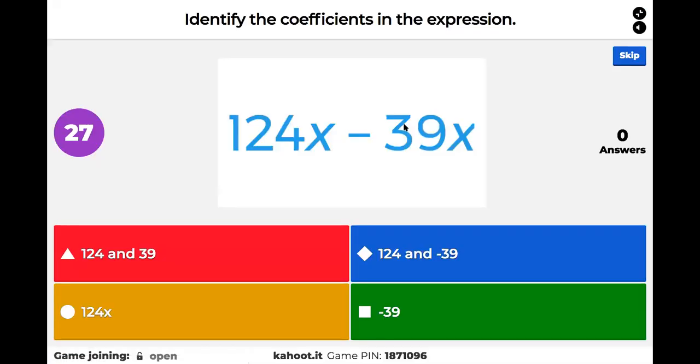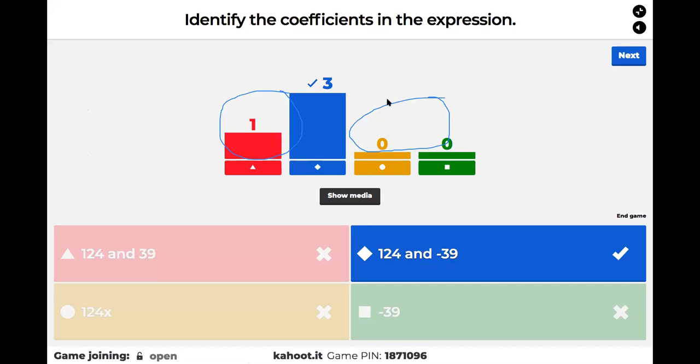Identify the coefficients in the expression. So even though the numbers are bigger, do we do the same format? Okay. And you can circle them like this too if you want. I can't see anything. There's 124 and 39, 124 and negative 39, 124x, and then negative 39.